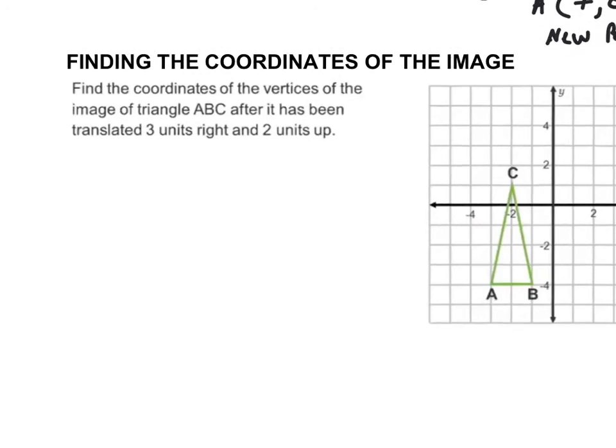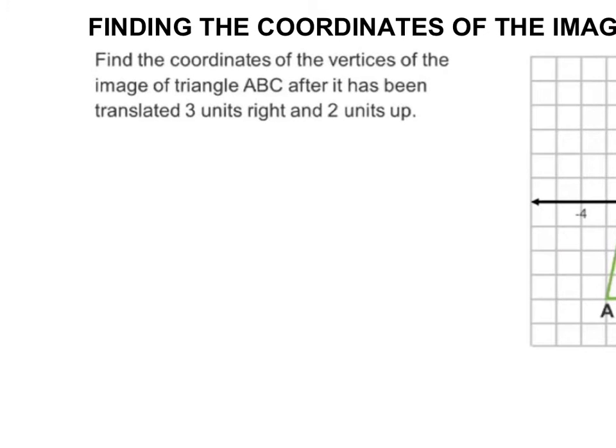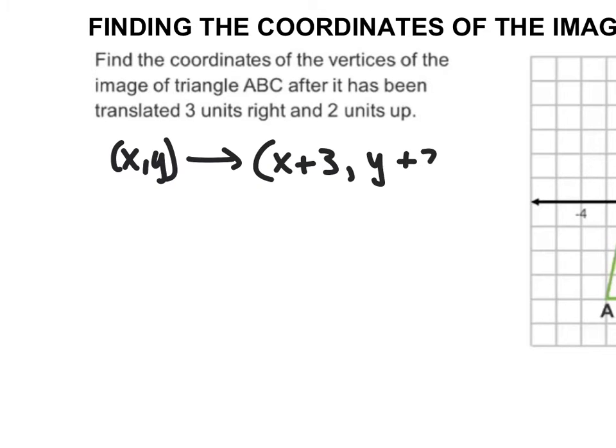So let's write a rule, all right? I have my original point (x, y), and we're going to transform it. I'm going to do (x + 3, y + 2). The reason is that the +3 is because I'm moving 3 units to the right, so right means I'm adding. Going 2 units up means I'm going to add 2 to the y side. And that's my rule.